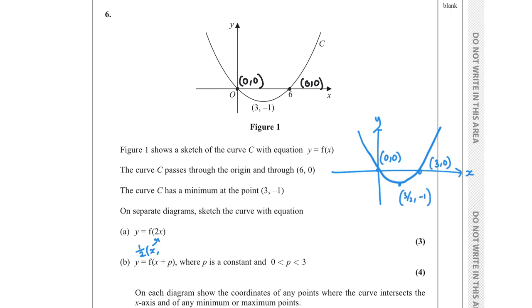Part B says y equals f of x plus p, where p is a constant between 0 is less than p is less than 3. On each diagram, show the coordinates of any points where the curve intersects the x-axis and of any minimum or maximum points.